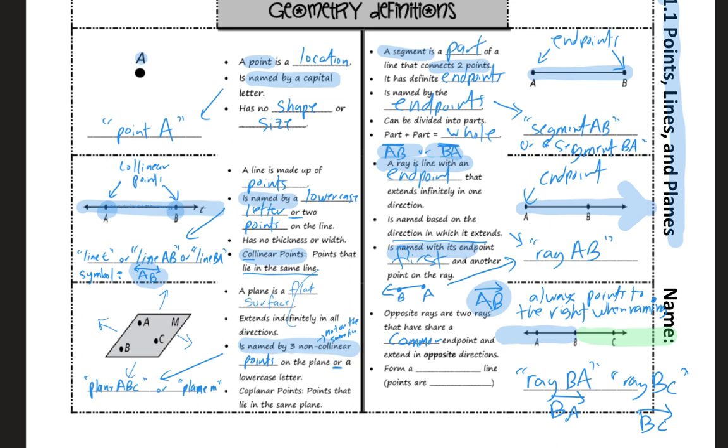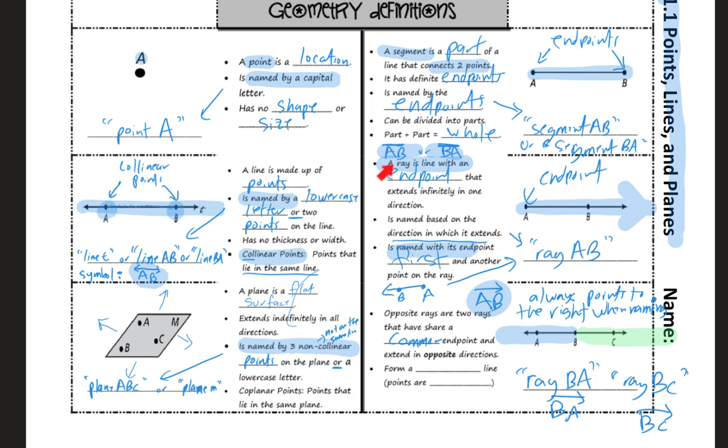We got a point, and we're going to name it by its capital letter. We have collinear points, which means they are on the same line. Okay, so if this line has an arrow on both ends, we're going to call it AB or BA. This is a plane, and we're going to call it by three letters that are non-collinear, so that means not on the same line. This is a segment. Segment is named by the endpoints, so this would be called segment AB or segment BA.